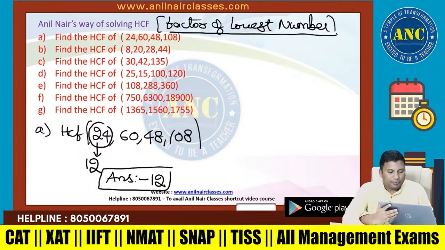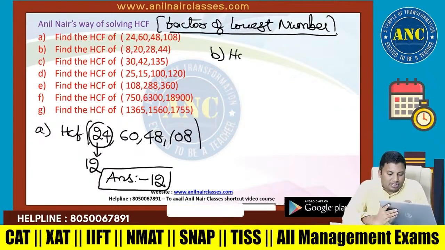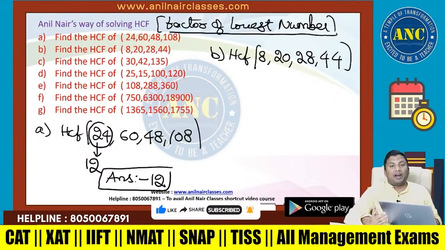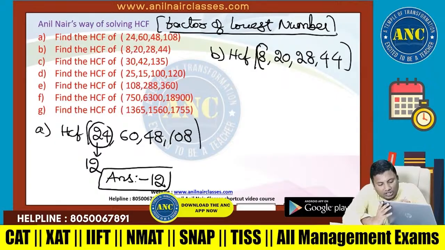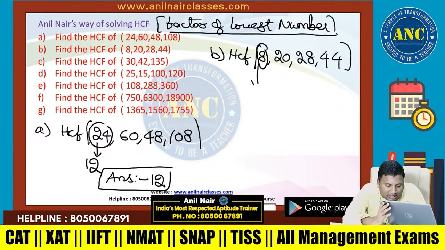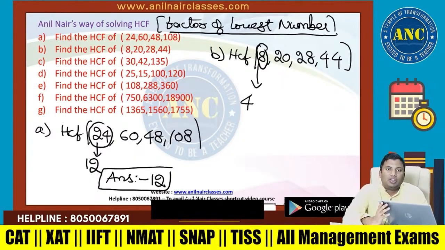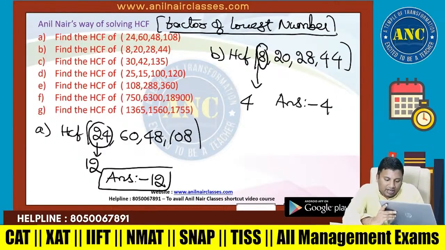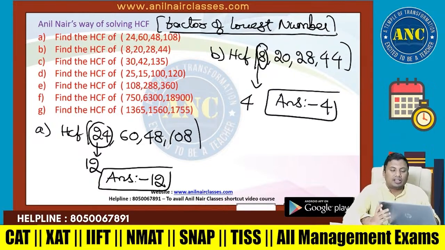Second question. Find the HCF of 8, 20, 28, 44. Take the factor of the lowest number. The lowest number is 8. Is 8 a factor of 20? No. Take the next factor of 8, which is 4. Check whether 4 divides every other number. 4 5s are 20. 4 7s are 28. 4 11s are 44. The answer for the second question is 4. I hope you got the idea.